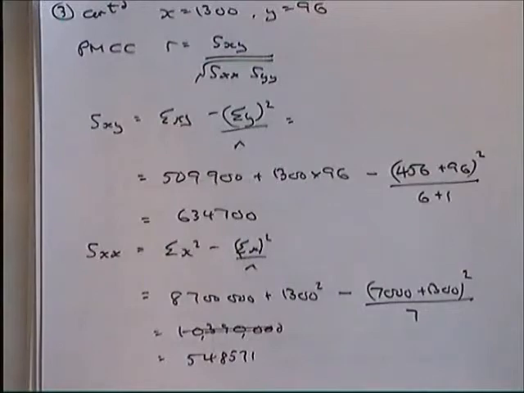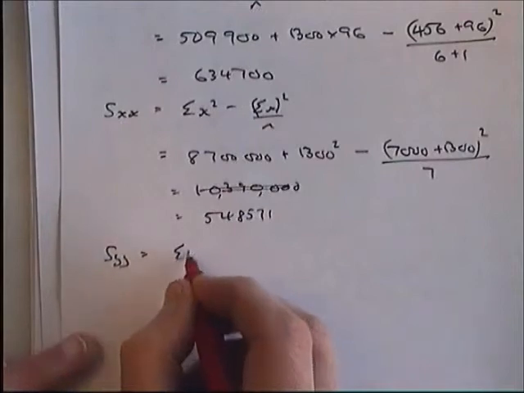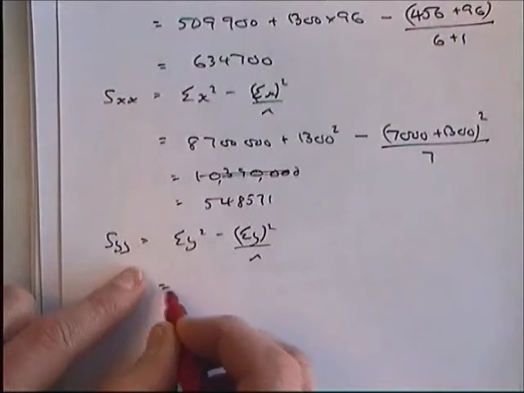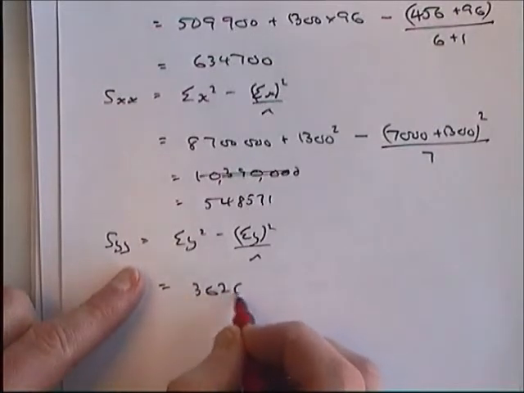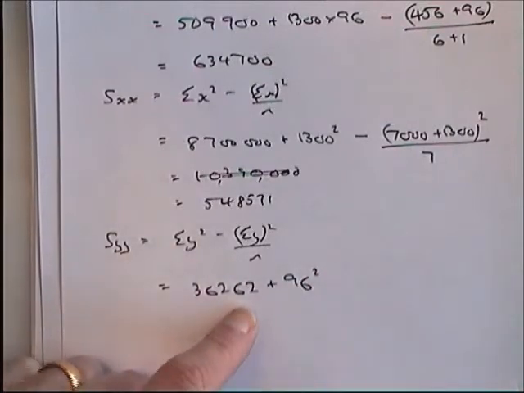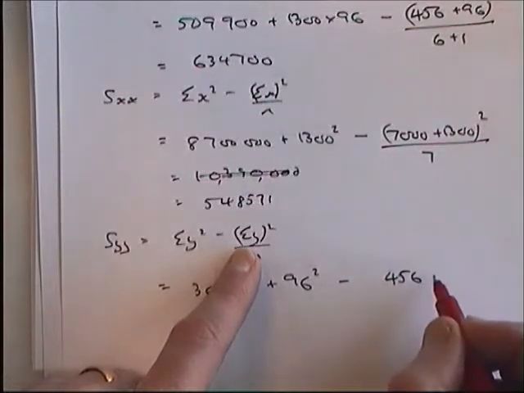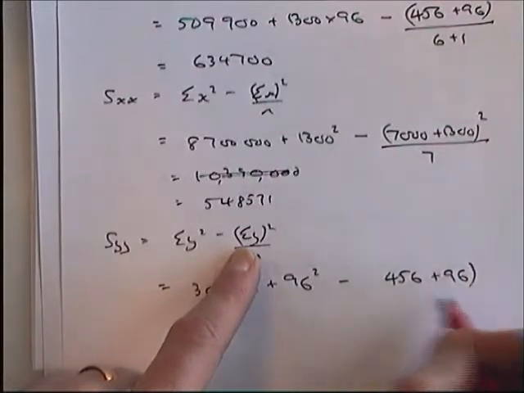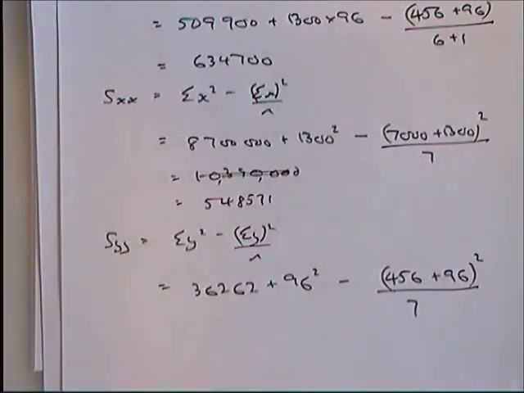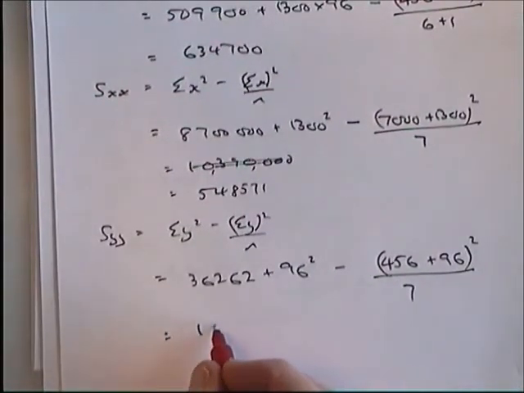548,571. Right, then we need to do a similar thing for SYY. SYY is sigma y squared minus sigma y all squared over n. Sigma y squared used to be 36,262, where now I need to add in my new y value squared. Then over here, sigma y used to be 456, and I need to add in my new y value and then square that to get my new total, and I need to divide that by 7.